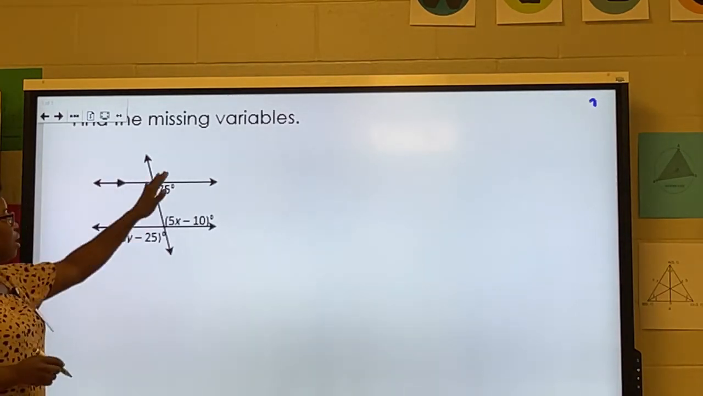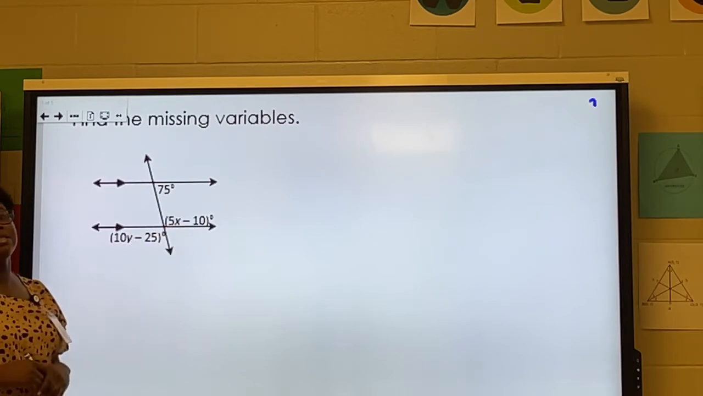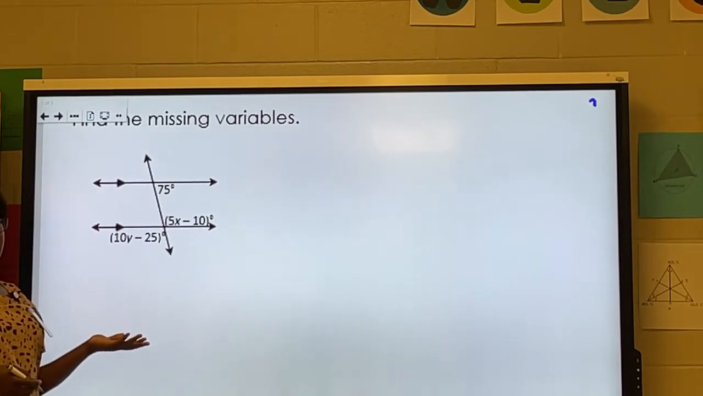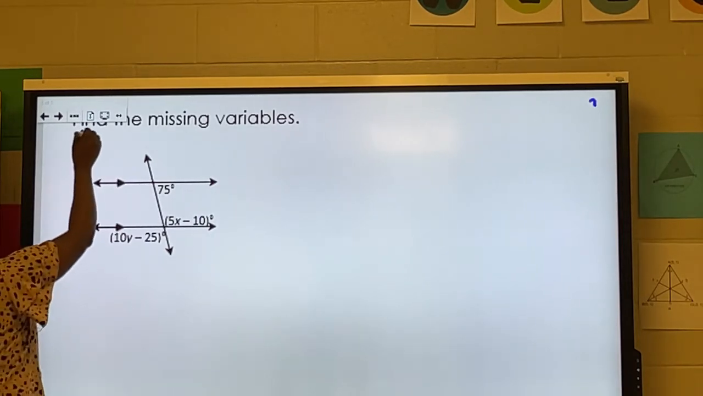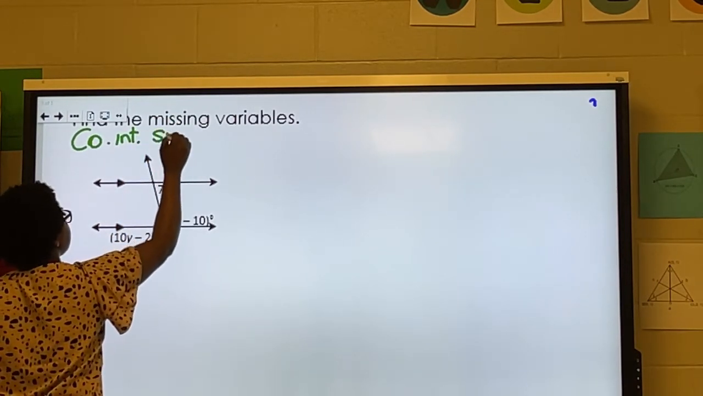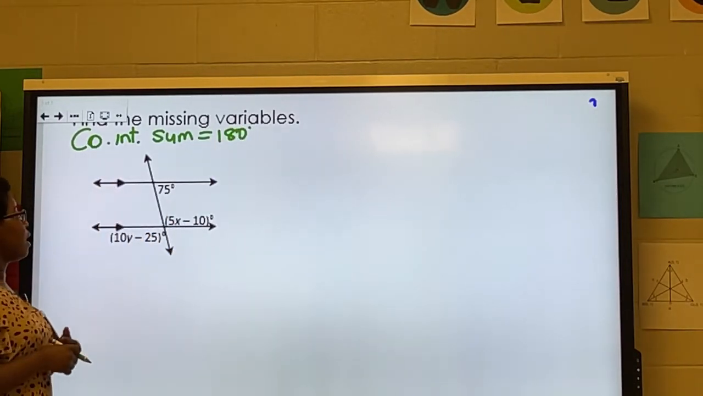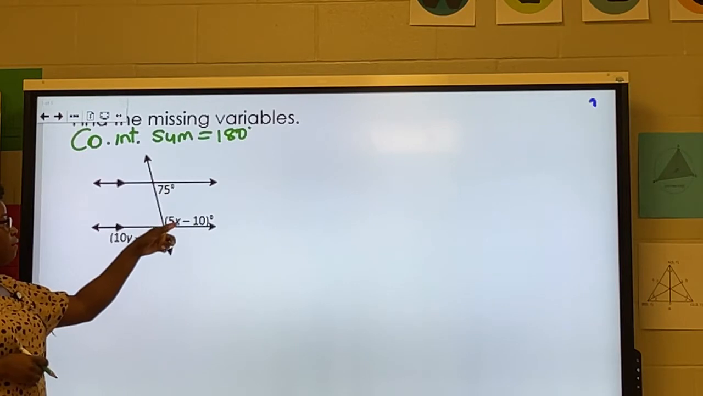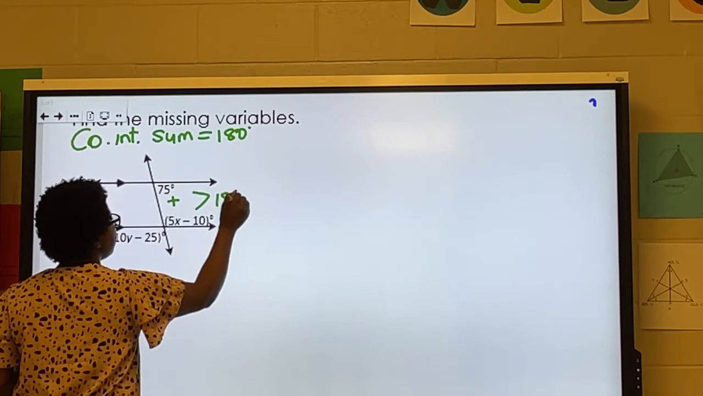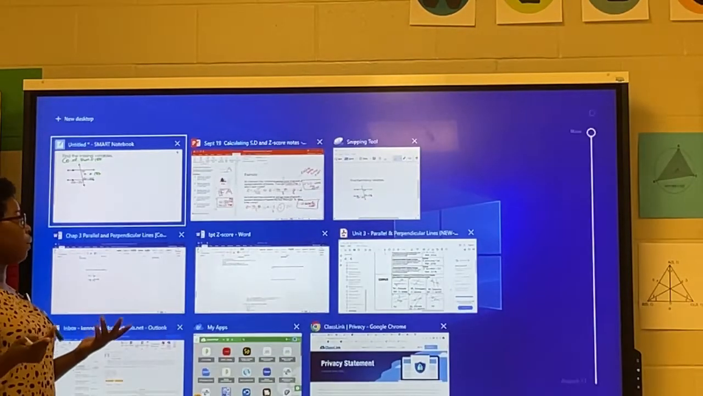So right here on your right hand side, I can see that 75 and 5x minus 10 have a relationship because they are co-interior angles, and for co-interior angles, their sum is equal to 180 degrees. They gave you 75 and they gave you 5x minus 10. The sum of these two should equal 180 degrees.